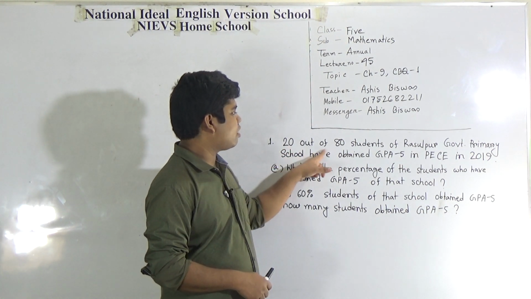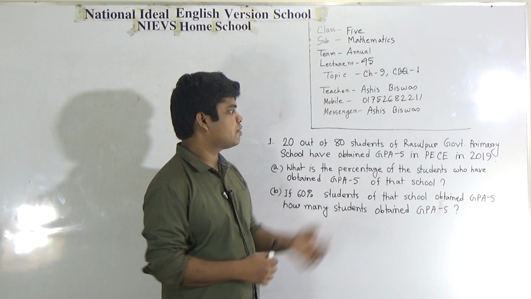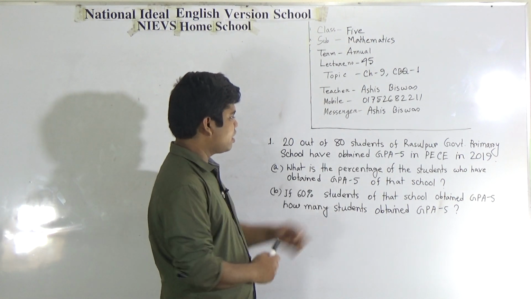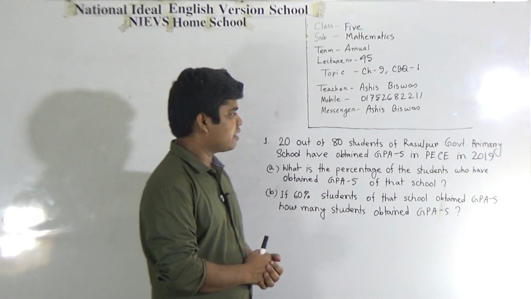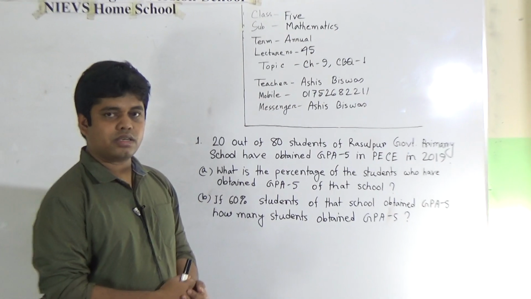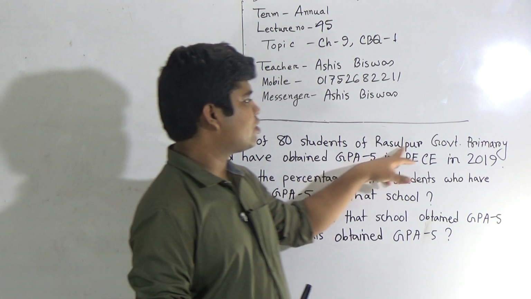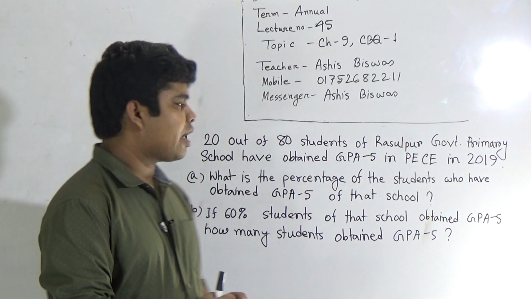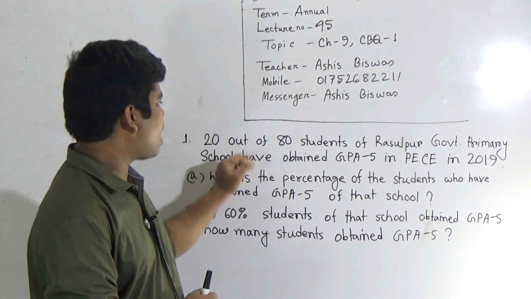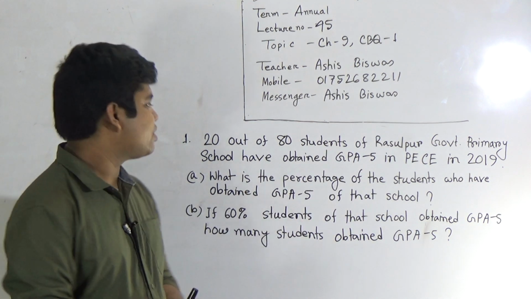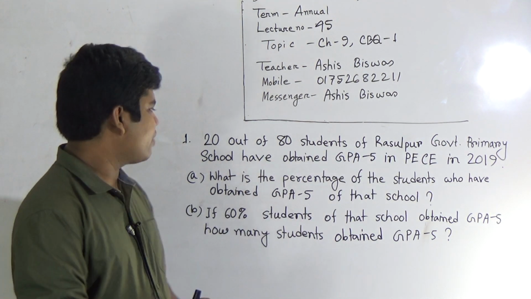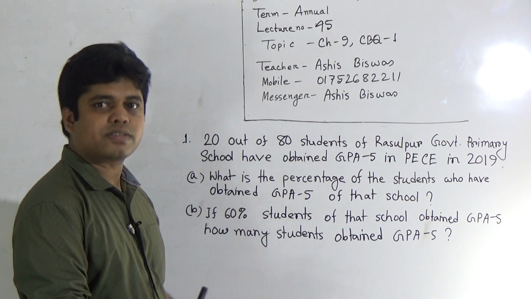20 out of 80 students of Rasulpur Govt Primary School have obtained GPA 5 in PECE in 2019. That means a school whose name is Rasulpur Govt Primary School, and from that school, 20 out of 80 students got GPA 5. Okay, this is the information of the STEM.